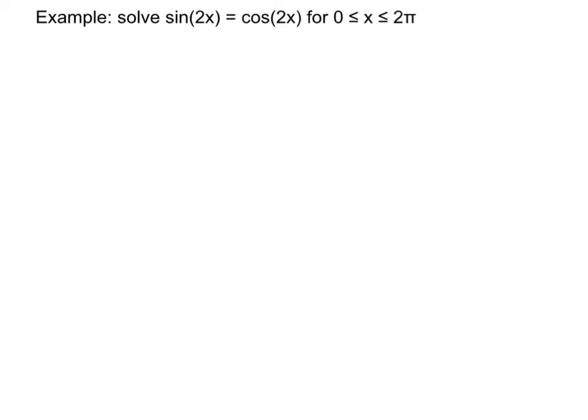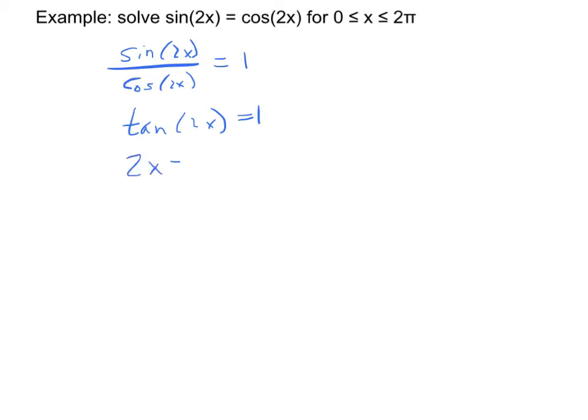If I were to divide both sides by cosine 2x, I would end up with the sine of 2x over the cosine of 2x is equal to 1. And that basically means that the tangent of 2x is equal to 1. And just like that, I've changed this equation from having two trig functions into having only one trig function. Now that I have that, I can use inverse trig. When I apply inverse tangent to both sides, I'll end up with 2x equals the inverse tangent of 1.